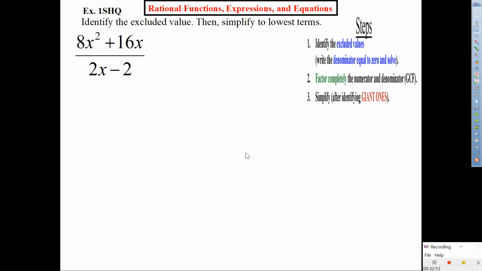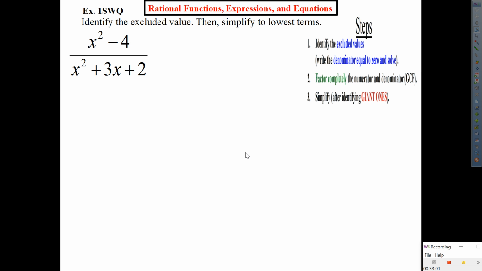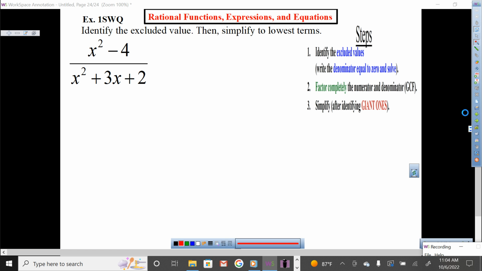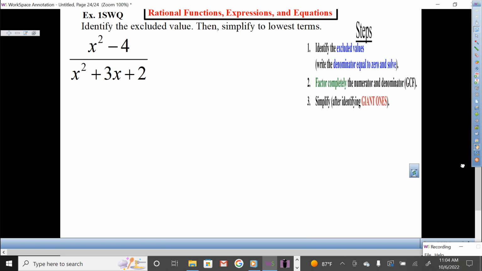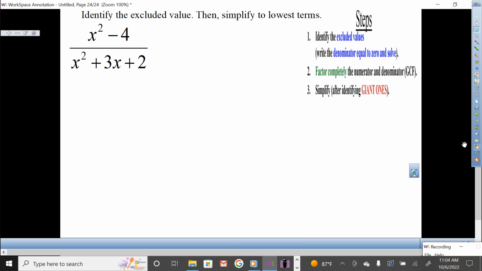Copy this one. Too easy. Copy this one. Example 1, Star Wars Q. You're like, what? X squared minus 4 over x squared plus 3x plus 2. All right. Who went last? Alexandra, pass someone?